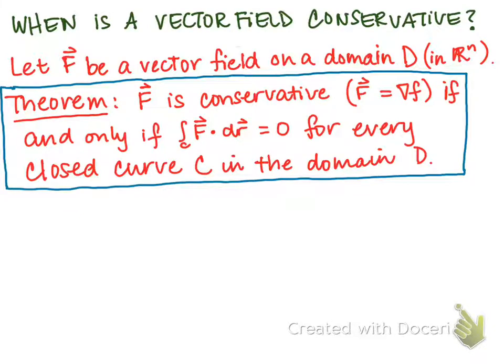In this lecture, we're going to talk about when a vector field is conservative, and we're going to use the fundamental theorem of line integrals to give a characterization of this. Let F be a vector field on a domain D in any number of dimensions. Theorem: F is conservative, meaning vector field F is the gradient of some potential function f, if and only if the line integral over C of F dot dr equals 0 for every closed curve in the domain D.